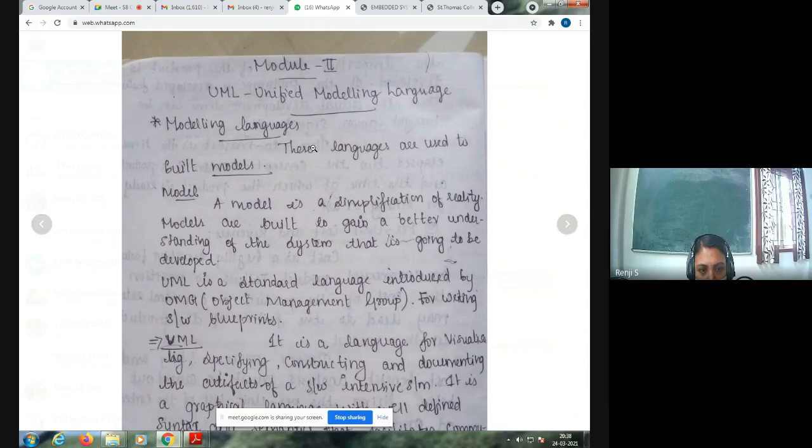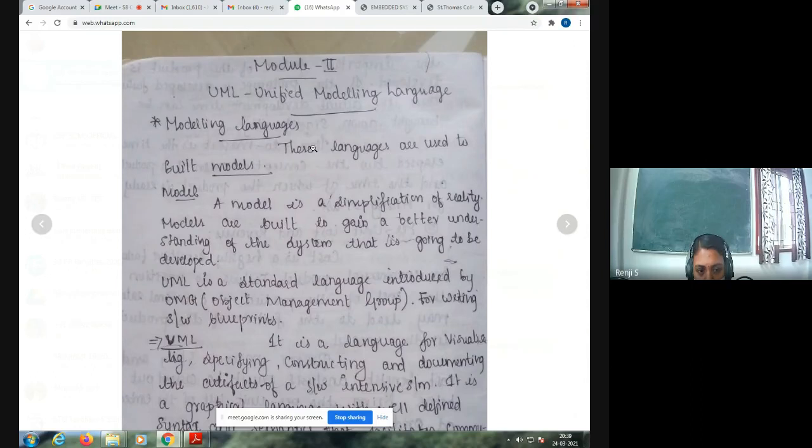There are three types of modeling involved in development of a software-intensive system. But in the case of an embedded system, we go for structural modeling as well as behavioral modeling, which gives an overall view of the system. But for a software-intensive system, you need structural modeling, behavioral modeling, as well as architectural modeling. Since we are concerned with embedded systems, we go for structural modeling and behavioral modeling.